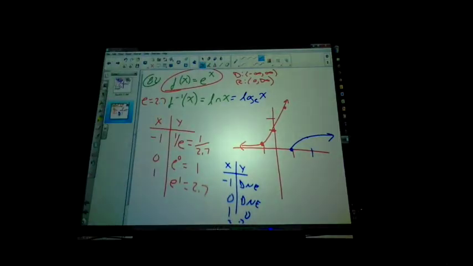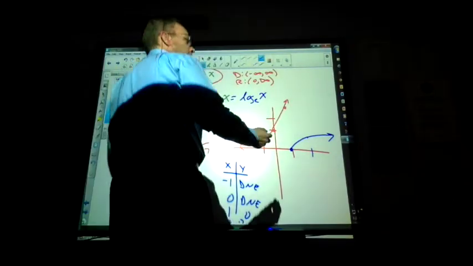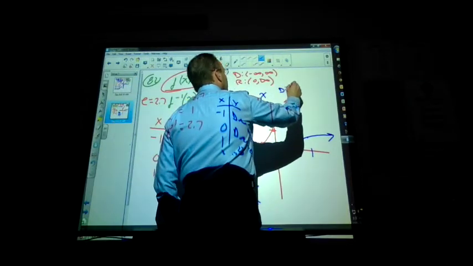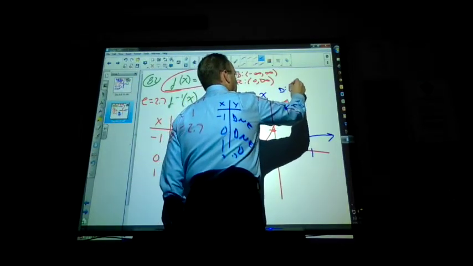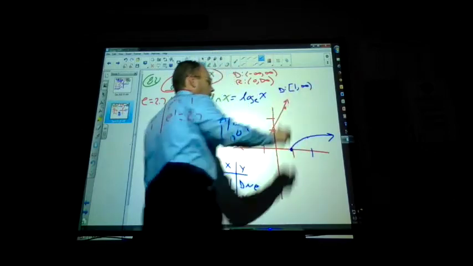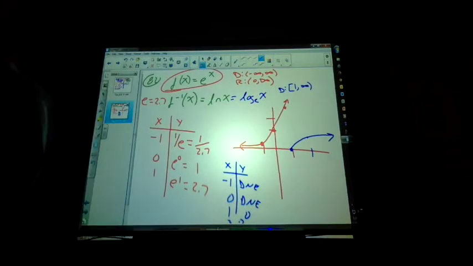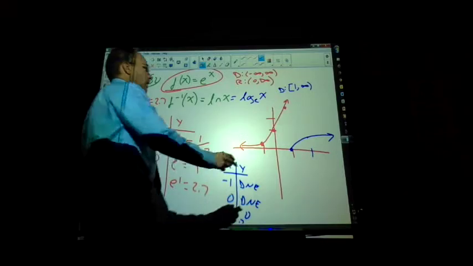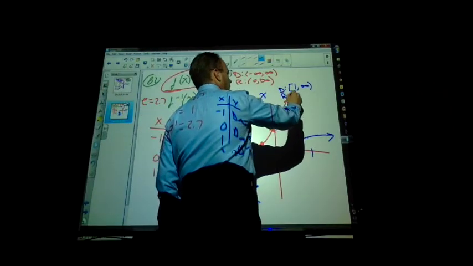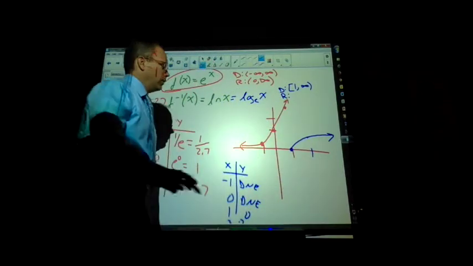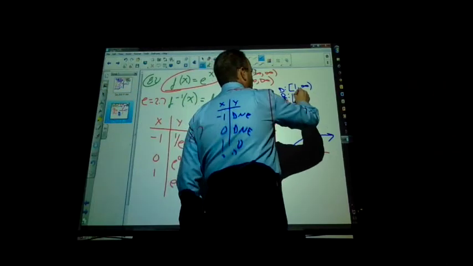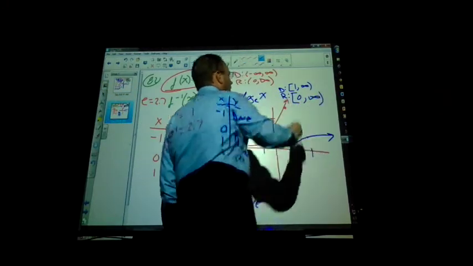What do you notice about this graph? Domain. 1 to infinity. Square bracket or not? Yep. And the reason it's a square bracket is because I can plug 1 in and I do get 0 out. And then 2 comma 0.7. So what does my range appear to be? 0 to infinity. And again, I can go square bracket to infinity.